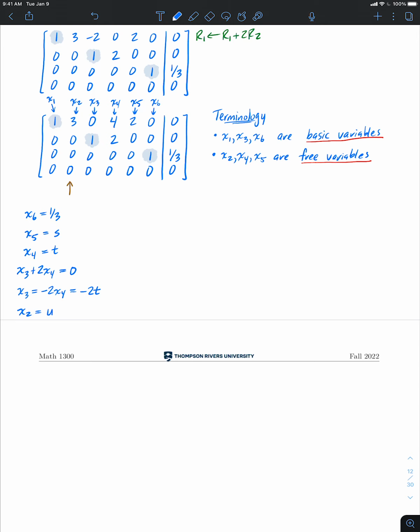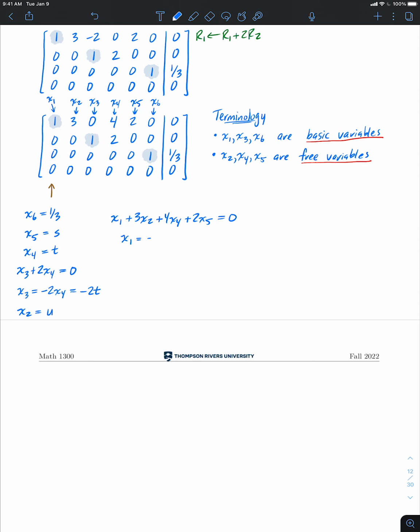Okay, now we'll move one column over to get to x1. That's another pivot column, so we're not going to assign it a parameter. We're going to write out the equation that corresponds to the pivot row, which is going to be x1 plus 3x2 plus 4x4 plus 2x5 is equal to 0. And then solve for x1, the variable that corresponds to the column you're working on.